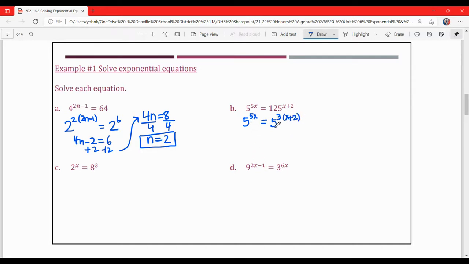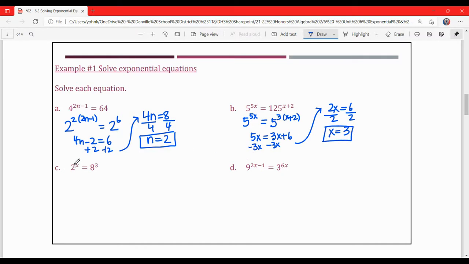Now that the bases are the same, I can set the exponents equal to each other. So 5x equals, and at the same time, I'm going to distribute the 3, 3x plus 6. Now I want to get letters on one side, so minus 3x to both sides. That gives me 2x equals 6. Divide by 2, and you get x equals 3. Again, you can check your answer by substituting it back in. 5 times 3 is 15, 5 to the 15th. Then 3 plus 2 is 5, 125 to the fifth power, and they equal the same thing.